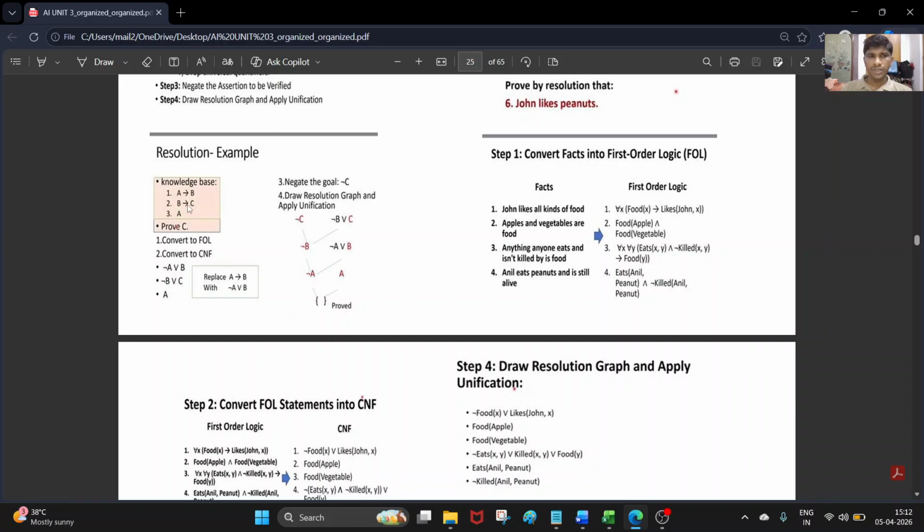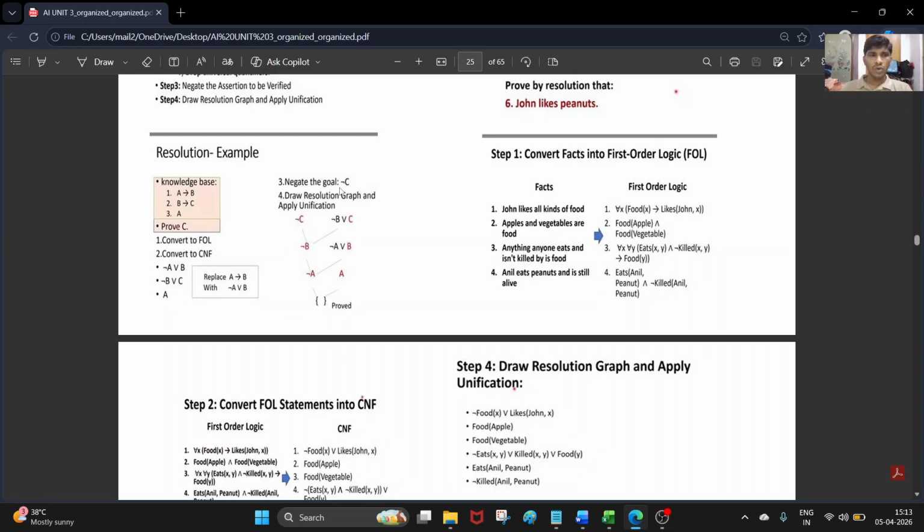A implies B, B implies C, and A. Prove that C. First, we have to take the FOL and convert it to CNF. How can we convert to CNF? We have to remove the implies. You can use negation: A implies B can be replaced by negation of A or B. Similarly, B implies C is written as negation of B or C. At last, A.